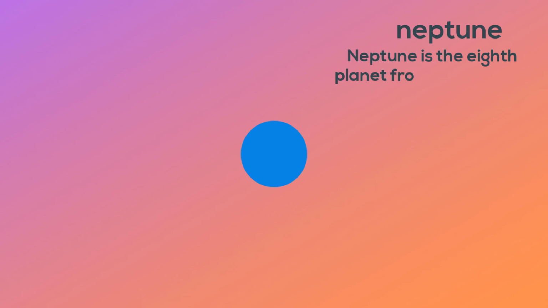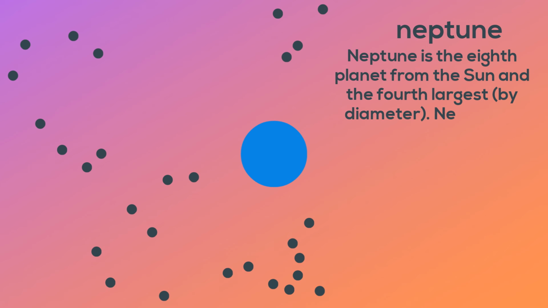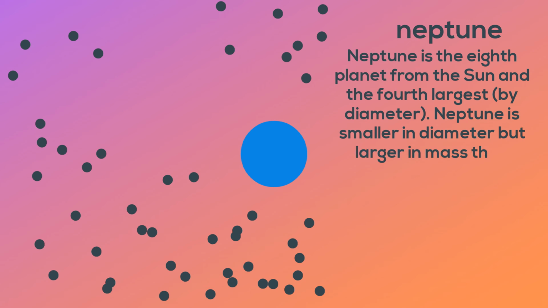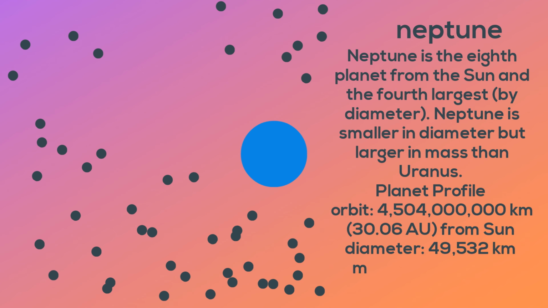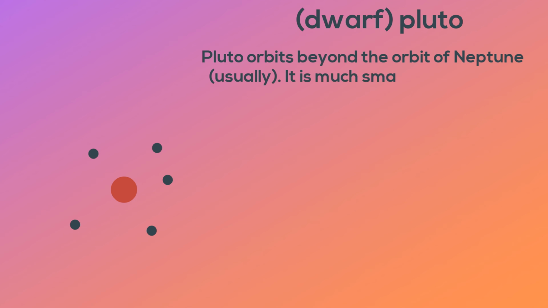Neptune. Neptune is the eighth planet from the sun and the fourth largest by diameter. Neptune is smaller in diameter but larger in mass than Uranus. Dwarf planet Pluto. Pluto orbits beyond the orbit of Neptune, usually.